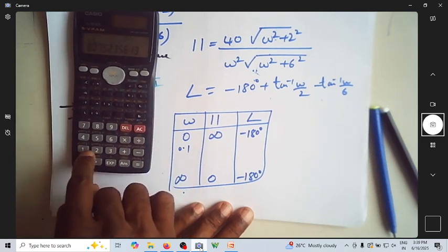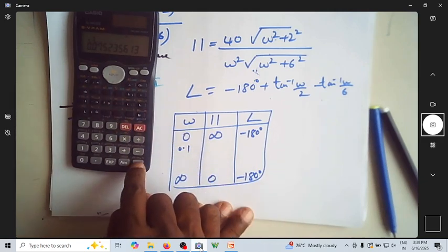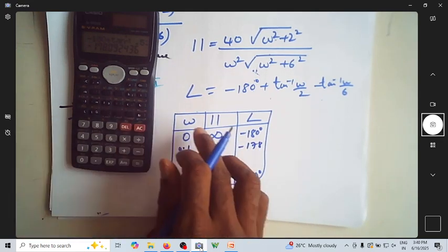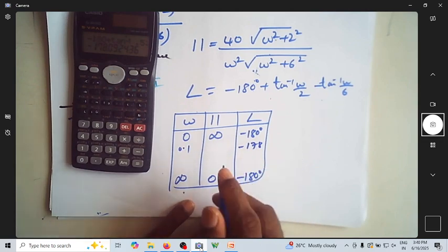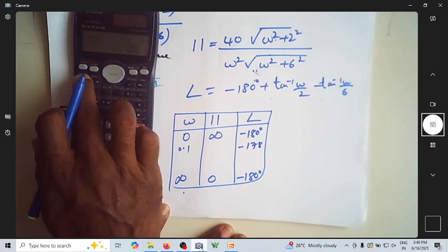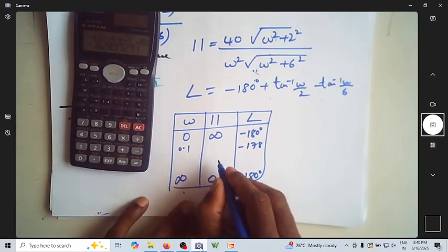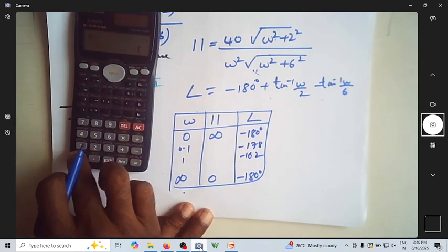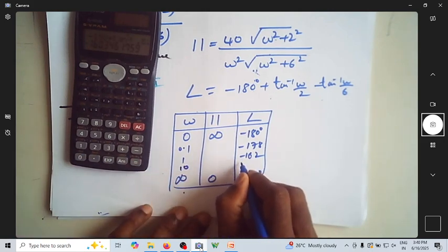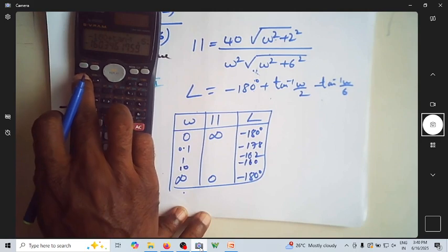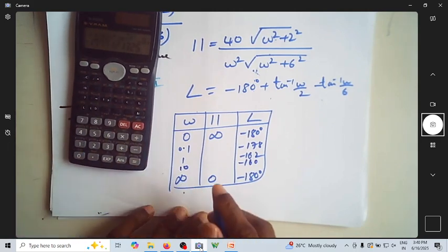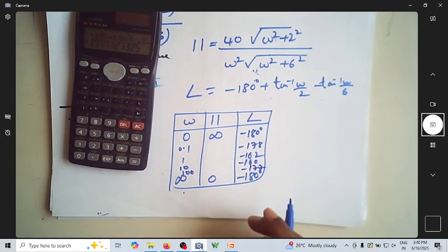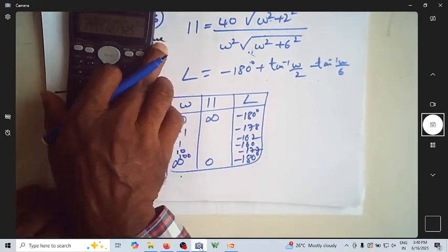Calculate for 0.1. Can you see, it is minus 178. And if you calculate further, for 1, it is minus 162. Calculate for 10, it is minus 160. Calculate for 100, it is minus 177. This is how it is going.